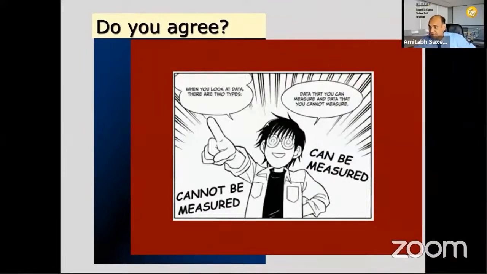You can write in the chat box. Some people are telling, yes, I agree. Most of you are saying agree. Some people are saying no. But let me tell you, sorry.